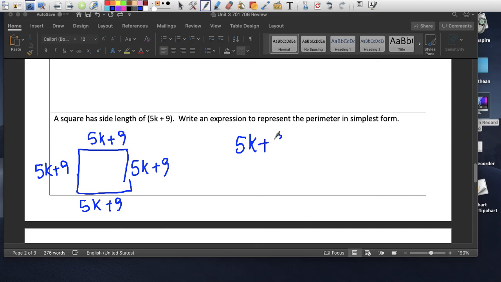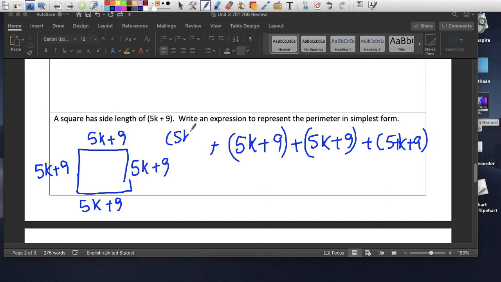All right, 5k plus 9. I want to find the perimeter, so I'm going to add that plus 5k plus 9. Again, I want to insist on putting the parentheses. Plus 5k plus 9, and then plus 5k plus 9. So we're adding all those sides. So again, pretend there's a 1, 1, 1, 1. Do the distributive property, and you're going to see that everything comes out the same.